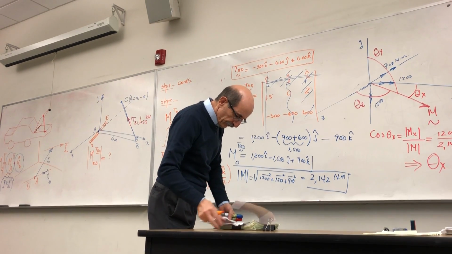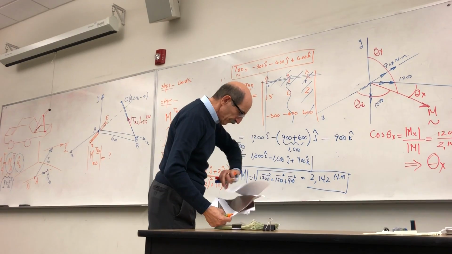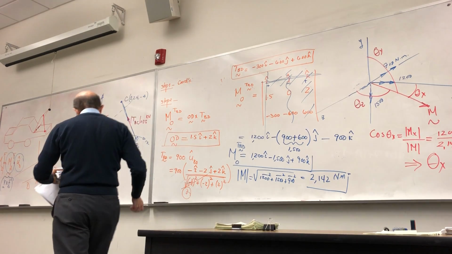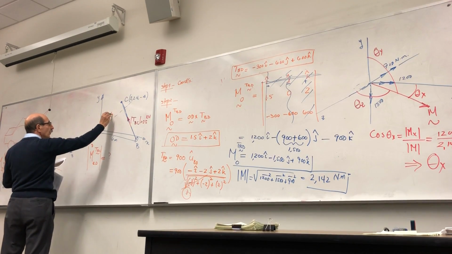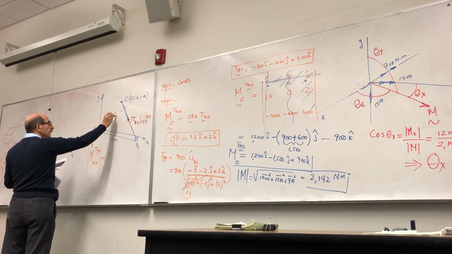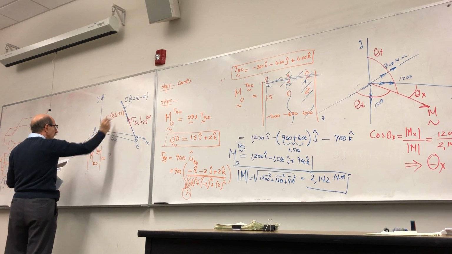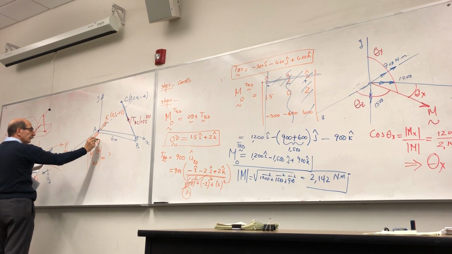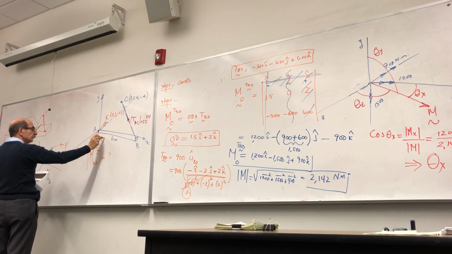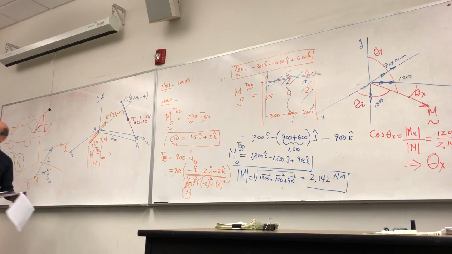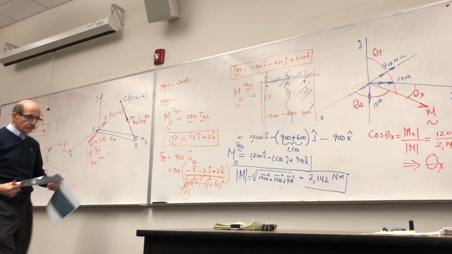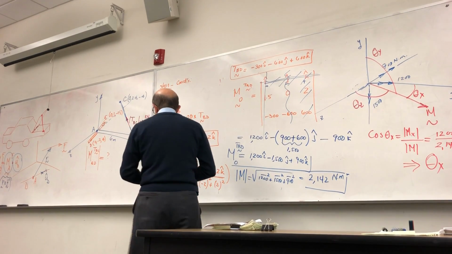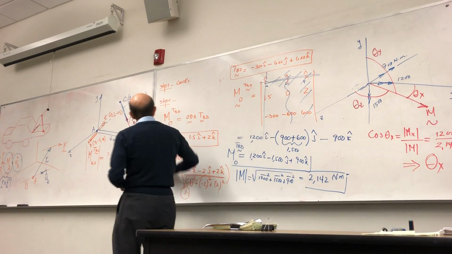Coordinates of E, okay, let's see, is 0, 1, -1.5. D is 0, -2, and 4. So coordinates are given. So this is how you attack any moment about an axis problem.